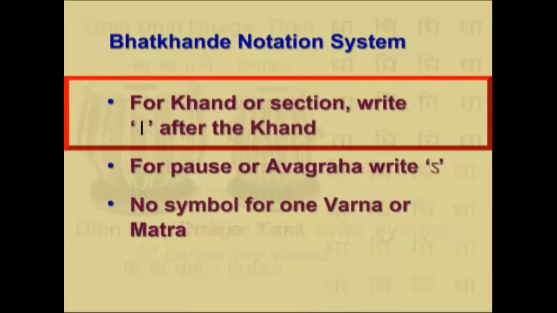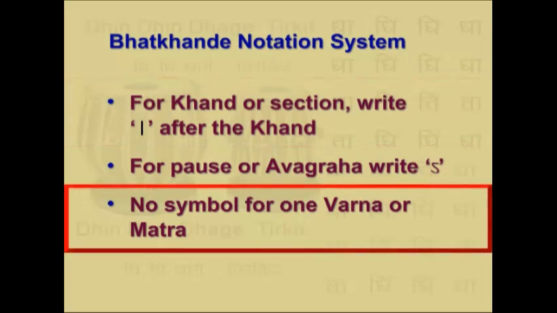And in Bhatkande system, you have a symbol of section, khand. It goes like a straight line after whatever, the 4 beats or 2 beats, whatever is there. One another thing is that in Bhatkande system, you don't have any symbol for one varna in one matra. If there is one varna in one beat, then you just write it. There is no symbol for it. So in Bhatkande system, we assume that as there is no sign, it will be of one beat.